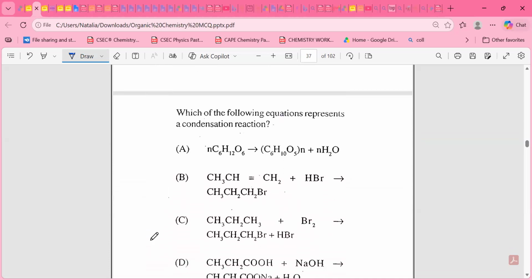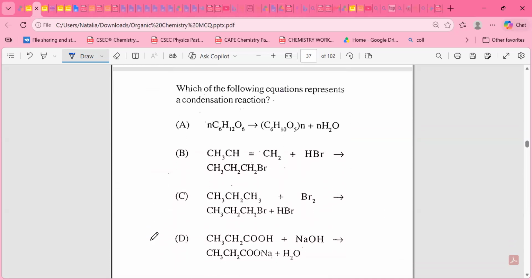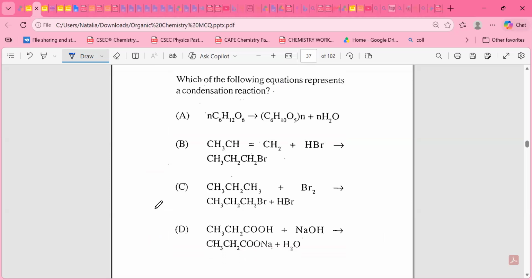Which of the following equations represents a condensation reaction? In a condensation reaction, water is removed. C6H12O6 is... so we have water in two of these, right? But this reaction we just classify to be a neutralization reaction. So this is the answer, and this is addition. This is condensation polymerization, where we start off with glucose and we produce the polysaccharide.